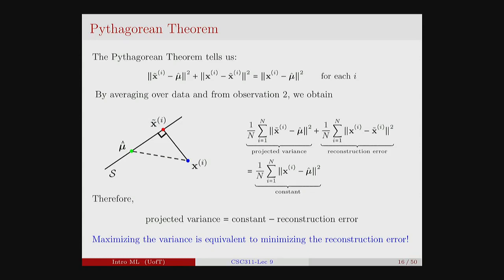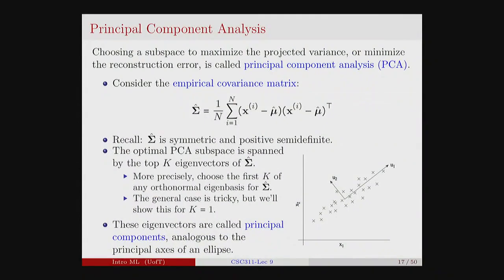And now what we're going to do is think about how to solve the problem of maximizing the variance of the reconstructions. Because we need to solve that problem in order to identify a good subspace for us to project our data onto. So choosing a subspace to maximize the projected variance or minimize reconstruction error is exactly the algorithm that we'll talk about now, and it's called principal component analysis.